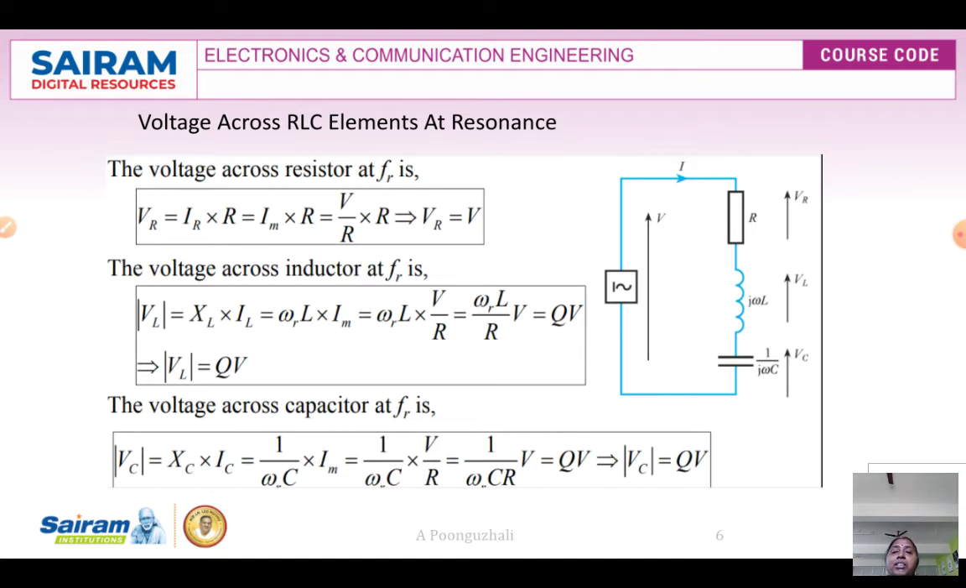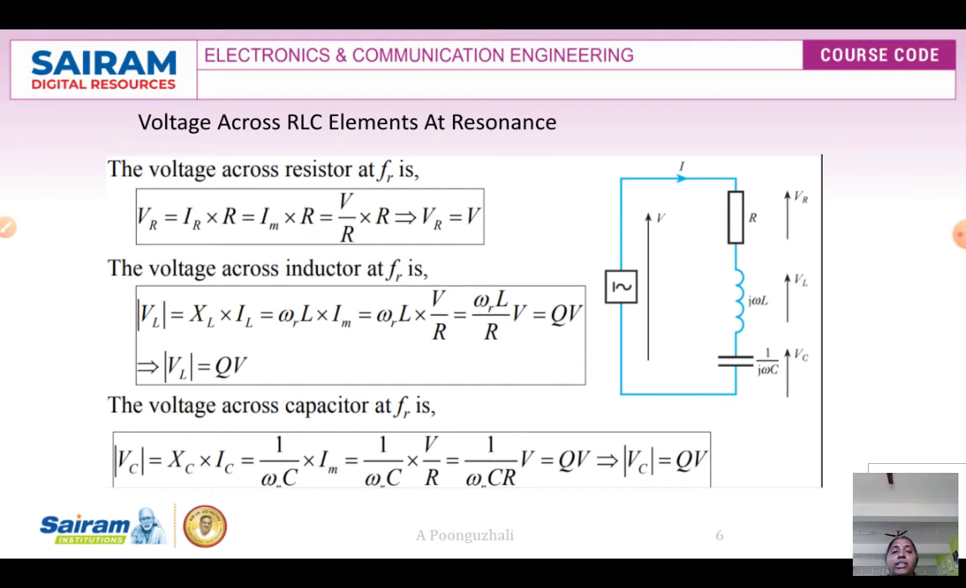So I_M is nothing but V by R. So here in this case it is going to be omega_R L by R into V. So omega_R L by R is nothing but Q into V. So we say that the voltage across the inductance is equivalent to Q into V.